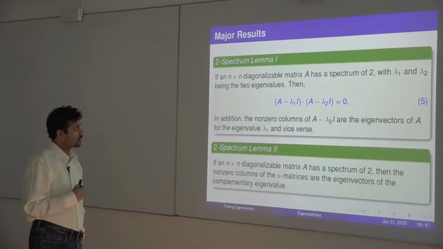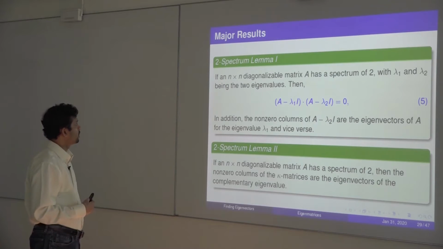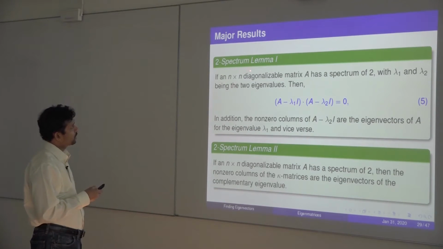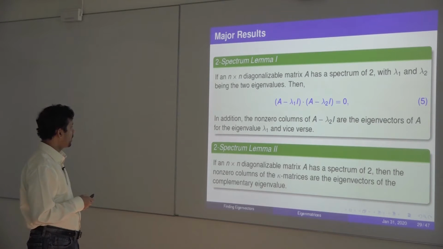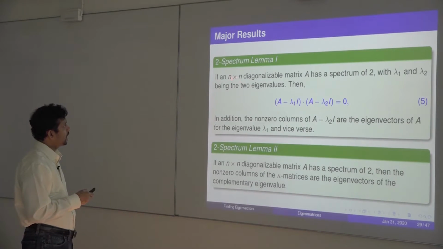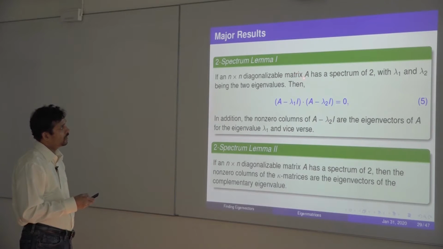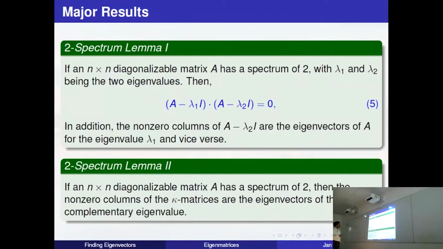So let's talk about another new result that we developed, what we call the two-spectrum lemma. What is the two-spectrum lemma about? Let's say you are given an n by n diagonalizable matrix A, which has spectrum 2. That means there are two different eigenvalues, which we call lambda 1 and lambda 2. Then what's going to happen? If you calculate those two kappa matrices and multiply them, you can see that the product is going to be 0. That's amazing. You're going to get a 0 product when you multiply those two kappa matrices.